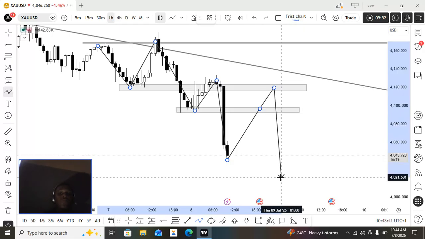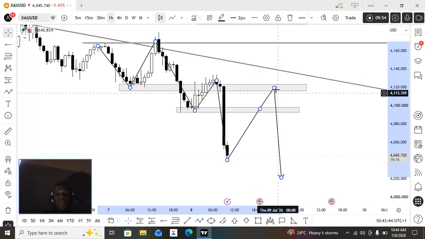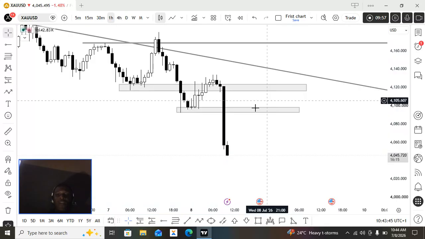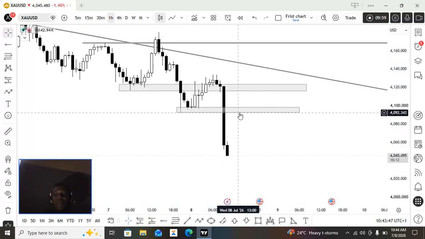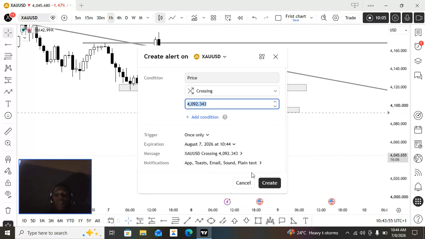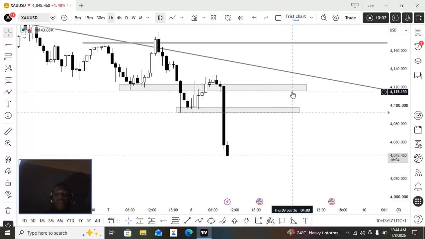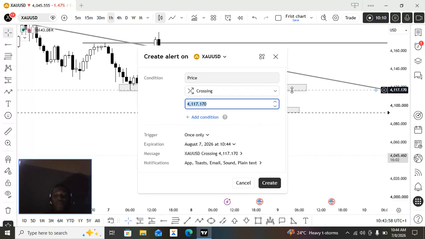So all you do is set your alarm at this level, 4009. Set your alarm here. These are the two levels where you want to trade.